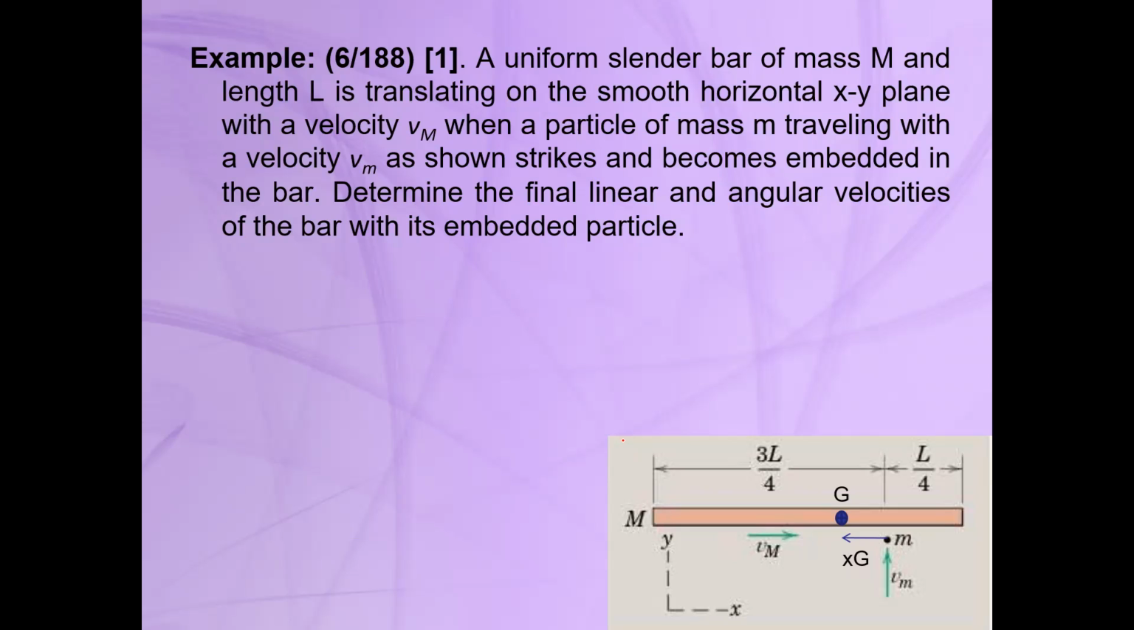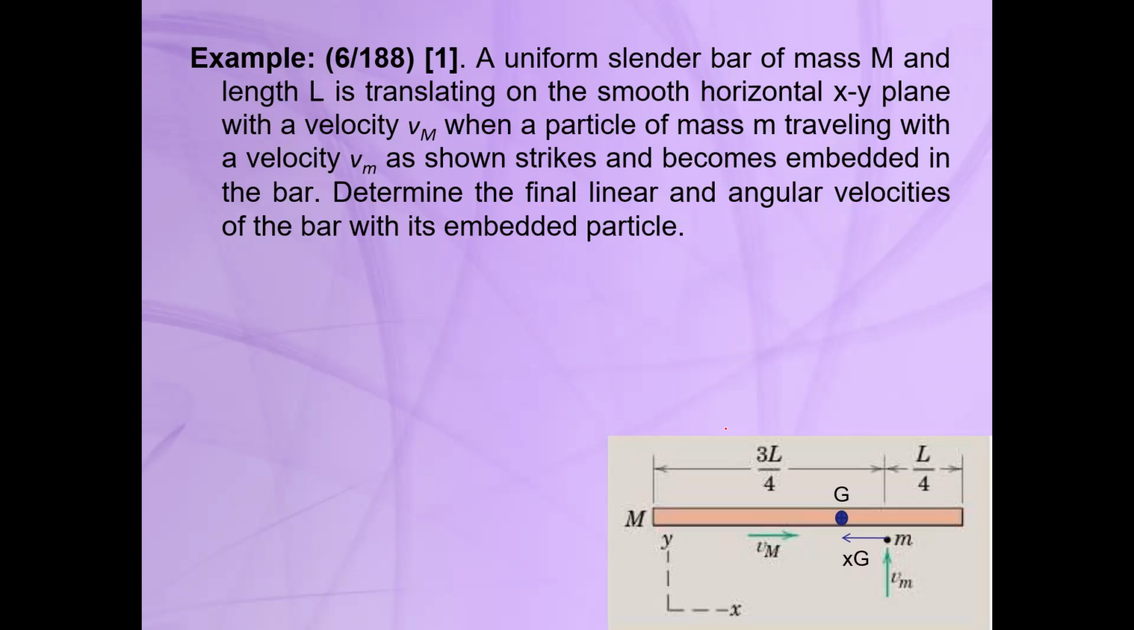Okay. A uniform slender bar of mass M and length L is translating on the smooth horizontal xy plane with a velocity V_M when a particle of mass m traveling with a velocity of V_m, as shown, becomes embedded in the bar. Determine the final linear and angular velocities of the bar with its embedded particle.